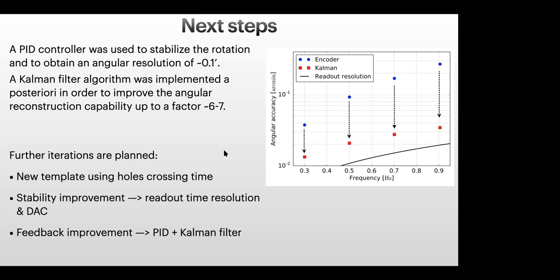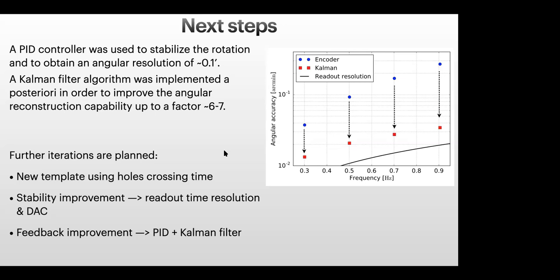At the moment, we have already planned further iteration on this development. The first one is to use a new template which uses the data of the crossing time of the single holes that we didn't use at the moment.